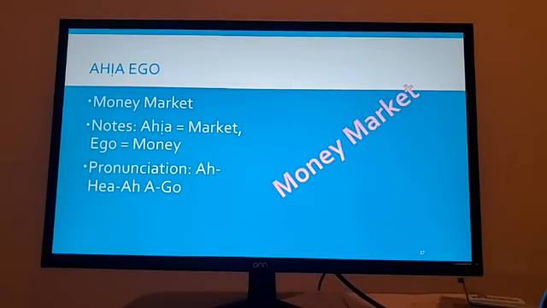Okay, money market. A lot of times what I've noticed in my Igbo studies is market comes up a lot. And market is ahihia. Then you already know what A-Goe is. It's money. So you put it together, it would be ahihia A-Goe, money market. So you're describing what type of market it could be. It could be a fruit market, or any type of market. So you put the A-Goe behind it to describe what the market is, which we're talking about financial, so it's money market.